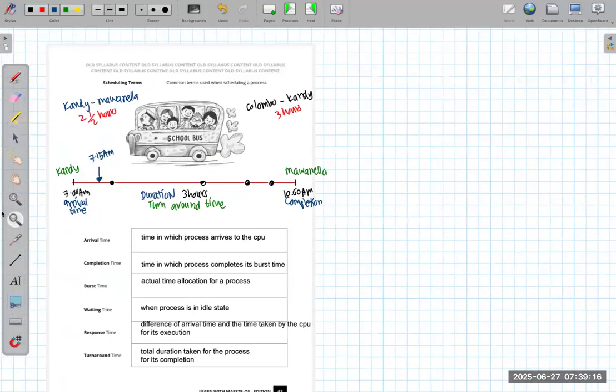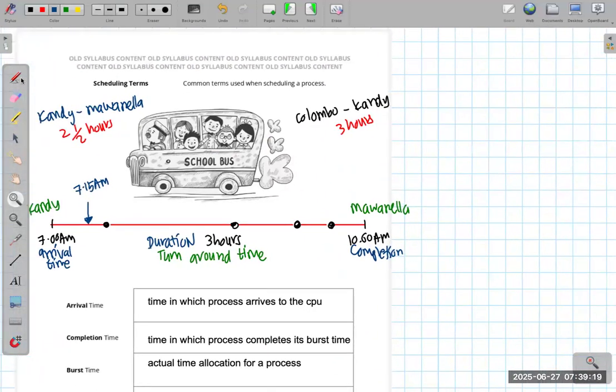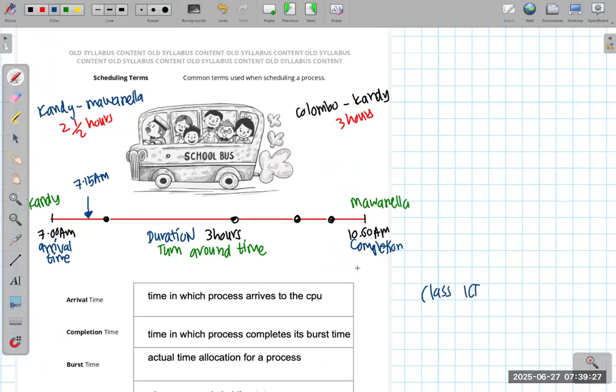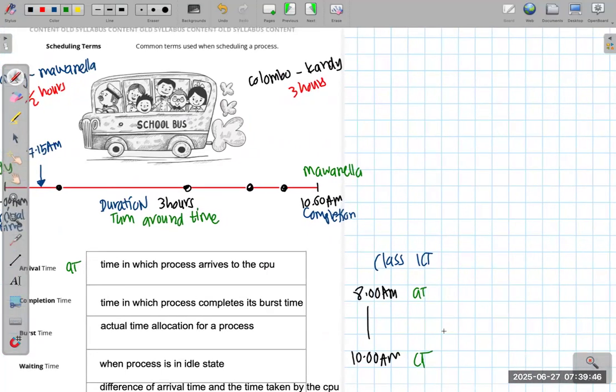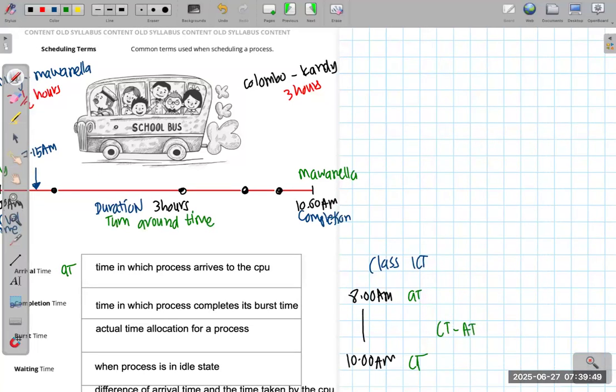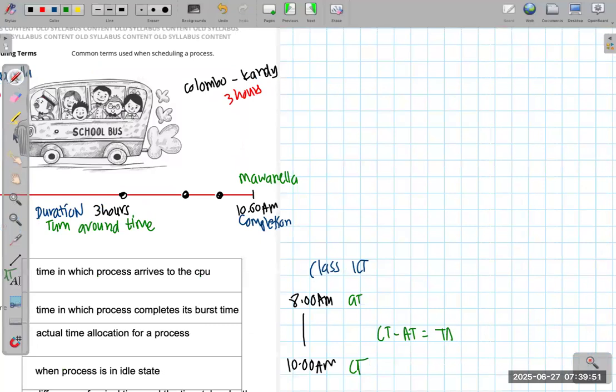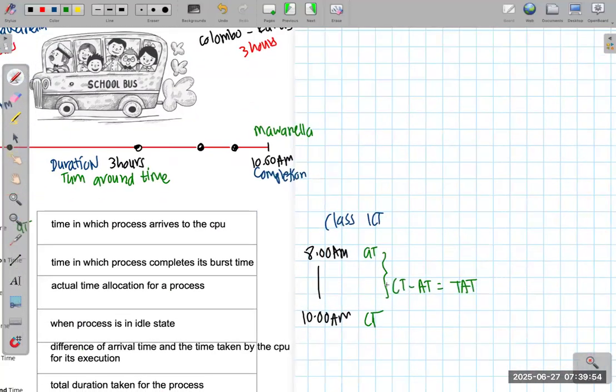We'll also do another example with some timing. We'll take a classroom and do the session, an ICT class. The class begins at 8 o'clock and it finished at 10. We call this the arrival time, and this is the completion time. If I subtract the arrival time from the completion time, I would get the turnaround time. That is the total duration.